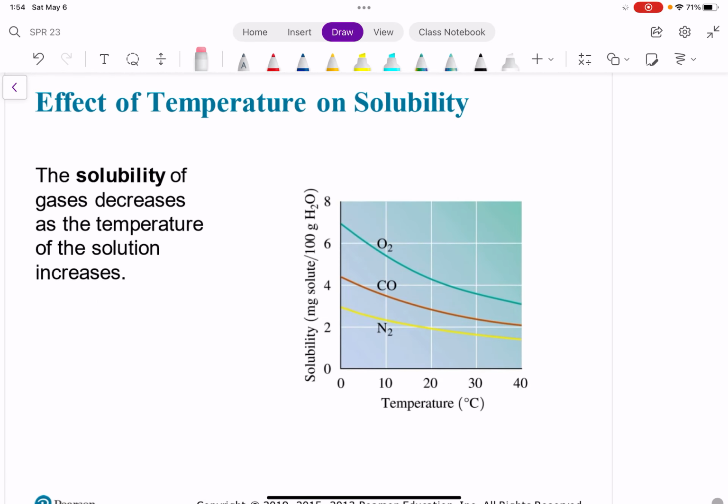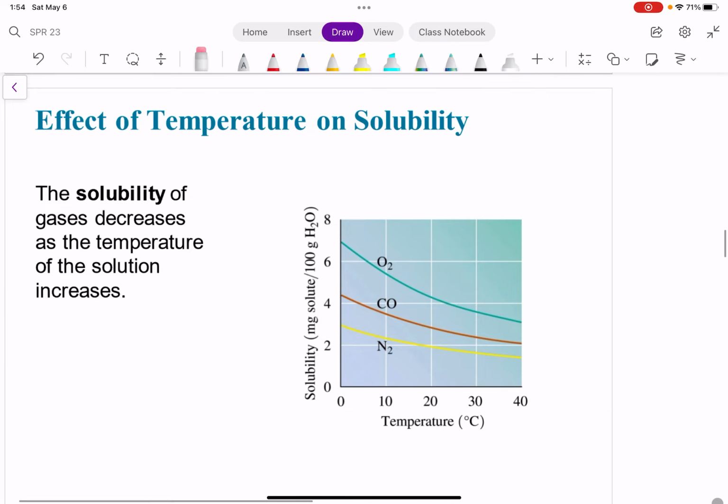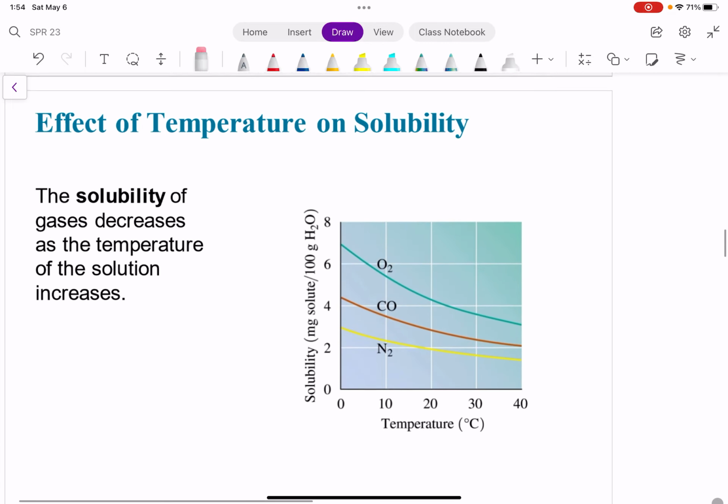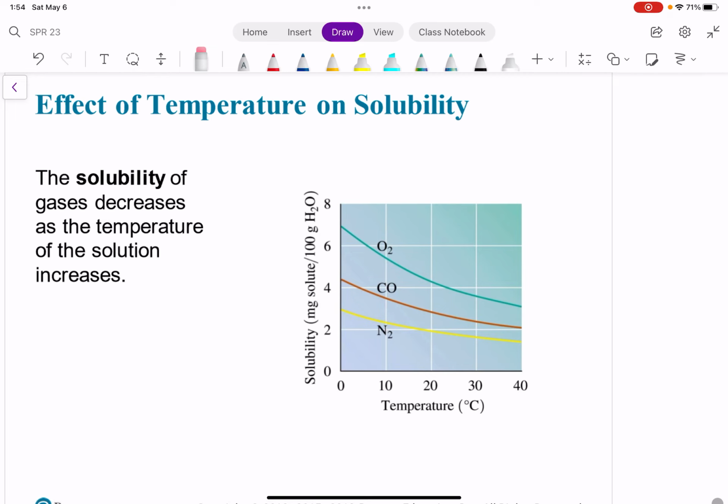Okay, but like we said, this was for solids, right? What about for gases? So like we said, the solubility of our gas decreases as the temperature of the solution increases. So as we raise the temperature, you'll notice that each of these has a negative slope. It's going down. The solubility is actually getting lower and lower.